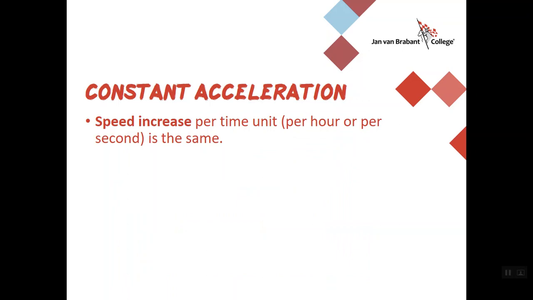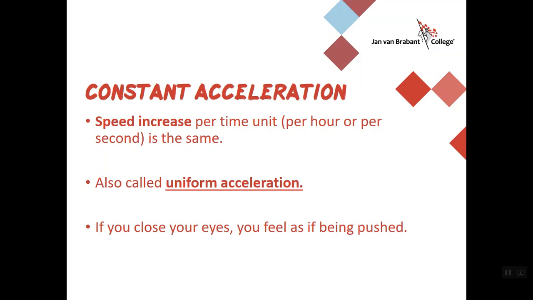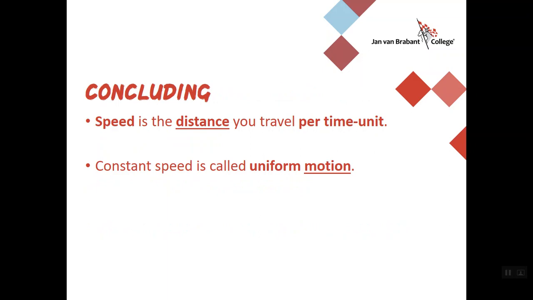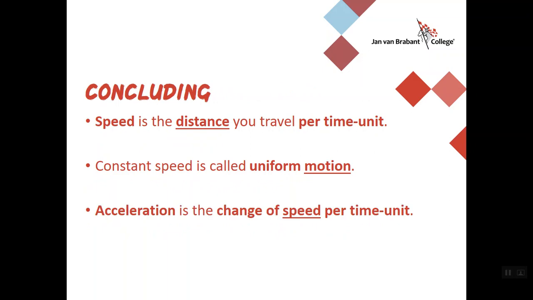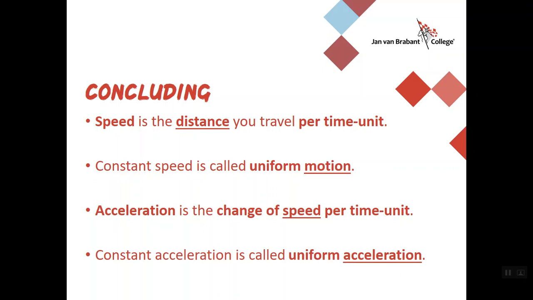Summarizing, acceleration is the amount of speed increase or decrease per time unit. When the speed increase or decrease is constant, we say it is uniform acceleration. And if you were to close your eyes, you would feel a force acting on you. To conclude, speed is distance traveled per time unit. When the speed is constant, this is called uniform motion. Acceleration is the change of speed per time unit. And when the acceleration is constant, this is called uniform acceleration.